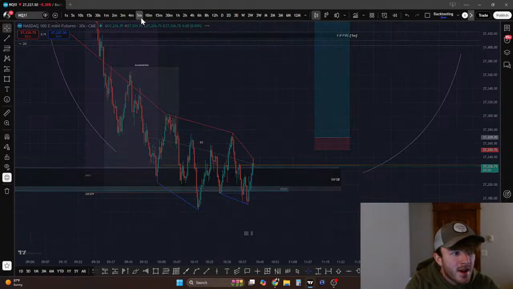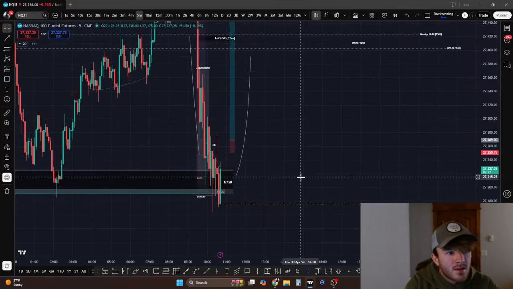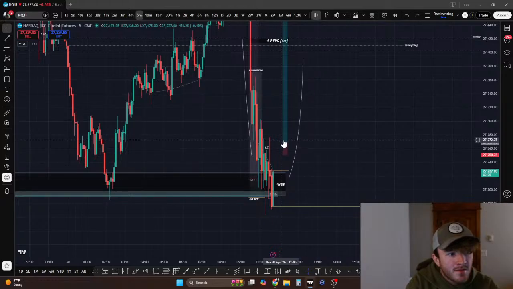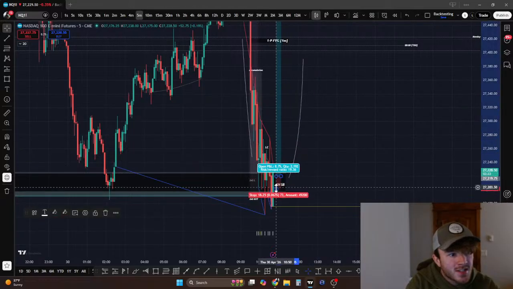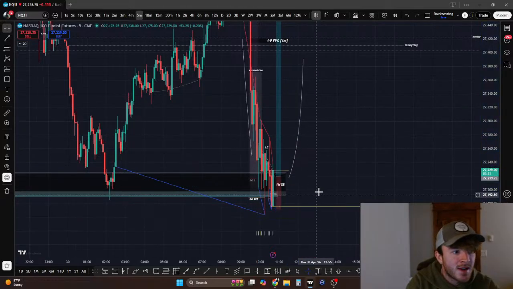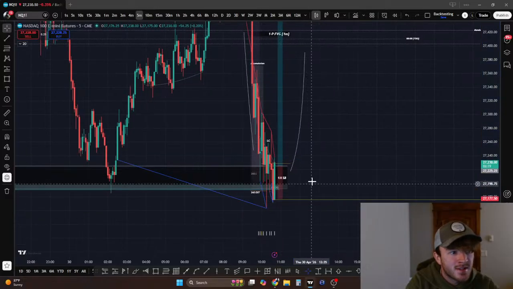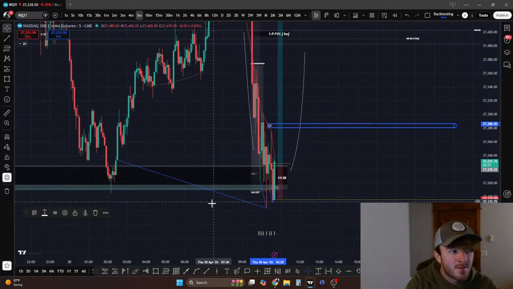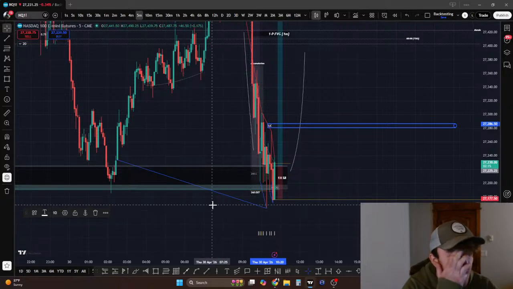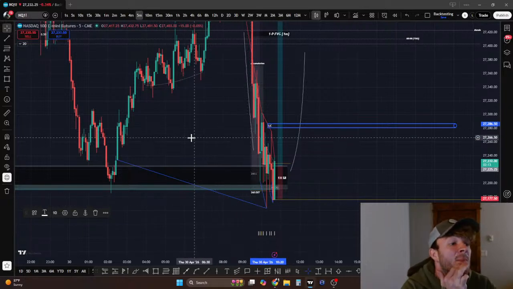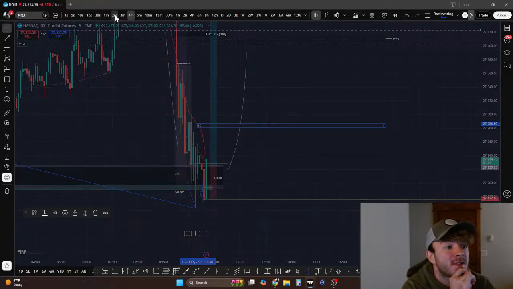So we have 1 hour CISD. You know what? 1 hour CISD, 5-minute change in state. That actually might just be it. That might just be your trade, and then you go up from here. I would say that trade works. Or 1 hour CISD.